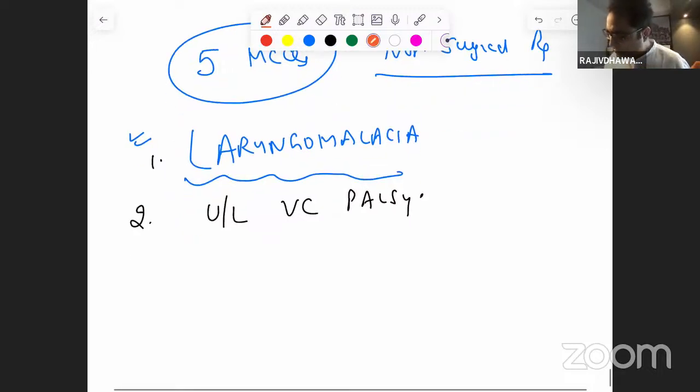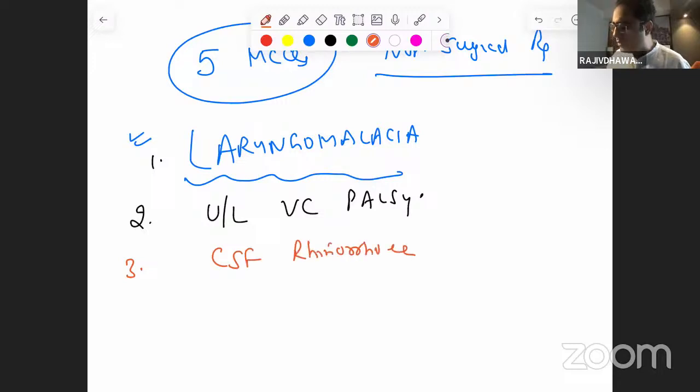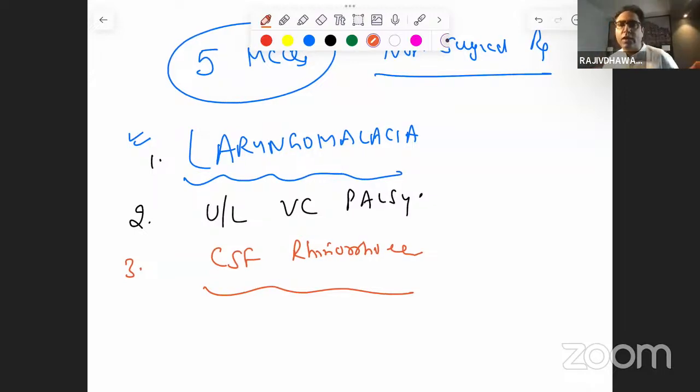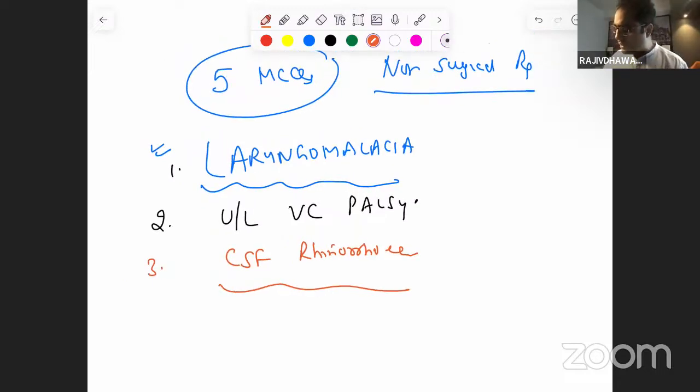Number 3, everybody, CSF rhinorrhea. Don't go for urgent surgery. Remember, in the video we discussed that CSF rhinorrhea treatment is conservative, with bed rest and antibiotics, beta. Wait for 7 to 10 days. If the fracture does not heal, then you can go for surgery. But there is no urgent surgery, beta. Conservative. And number 4 is traumatic perforation of tympanic membrane.